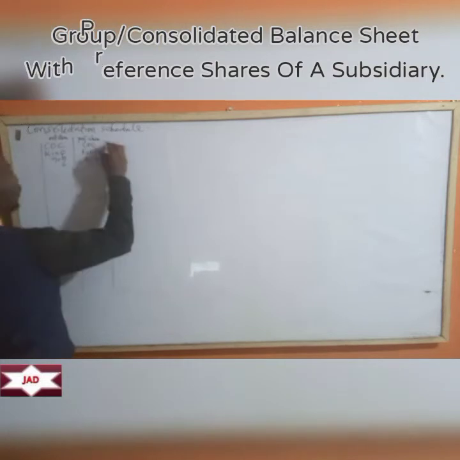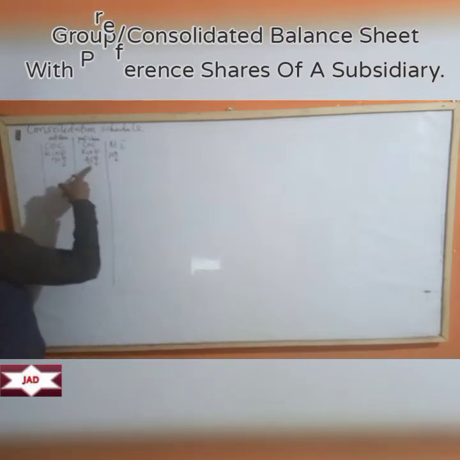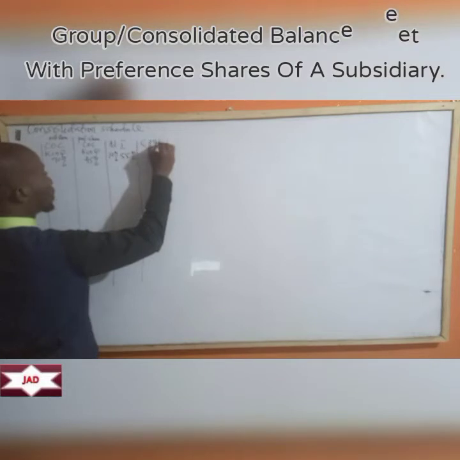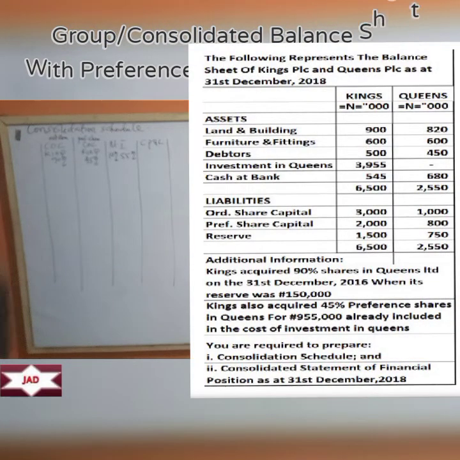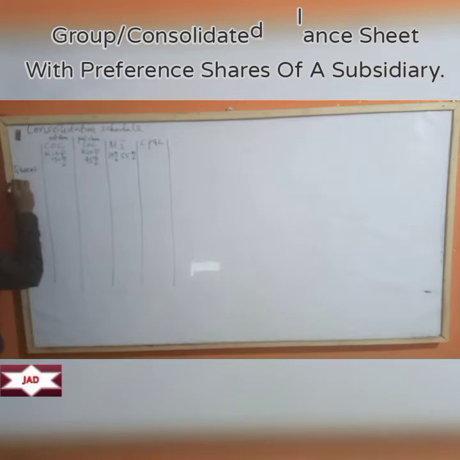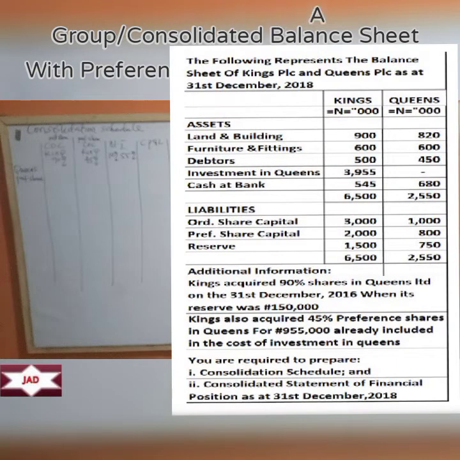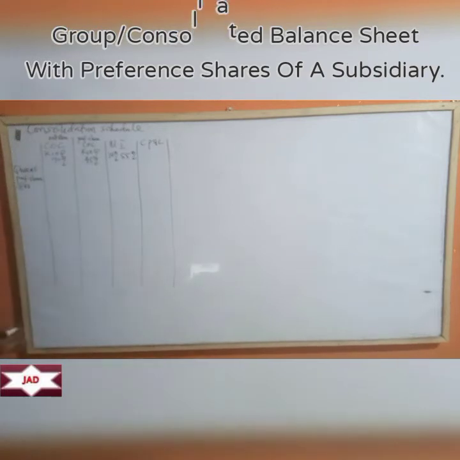Okay, now we're going to have minority interest. So with respect to ordinary share, we have 10%. With respect to preference share, this will be 55%. Then we have consolidated profit and loss. That's it. So what we do now? We say Queens PLC. So we have Queens, right? So what do we have? Let's say preference share, right? So what's the preference share there? The preference share there is 800, so we have 800,000. So this guy has 45%. So 45% of 800 is what?